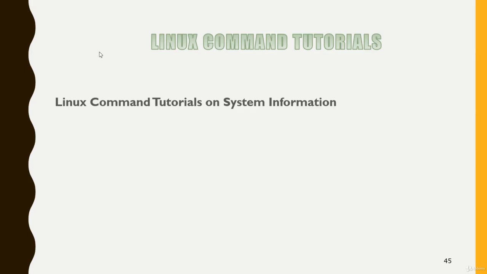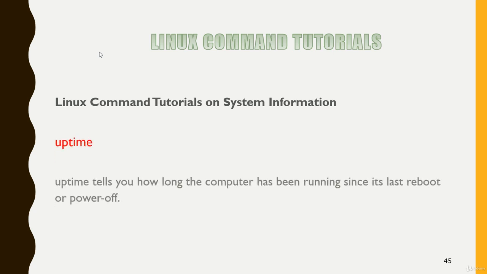Hello everyone, let's continue and understand another important command which can be used to get the system information. Here we have the uptime command. That's a very important command which tells you how long the computer has been running since its last reboot or power off. So the uptime command gives a one-line display of the following information: the current time, how long the system has been running, how many users are currently logged on to your system, and also it provides the system load average for the past 1 minute, 5 minutes and 15 minutes.